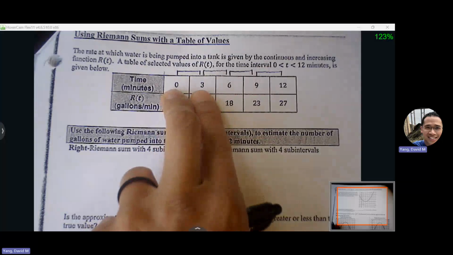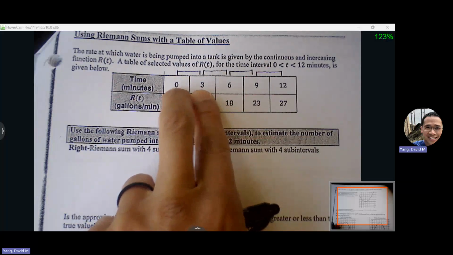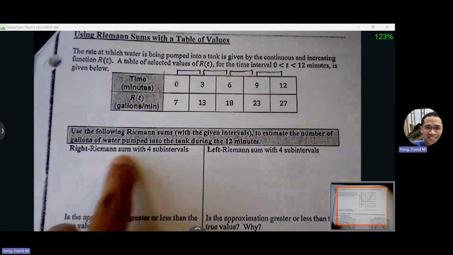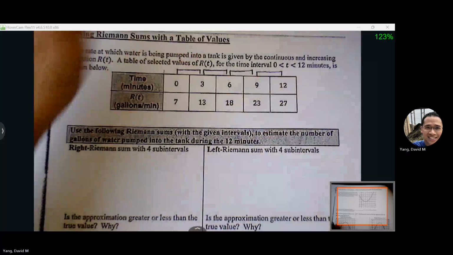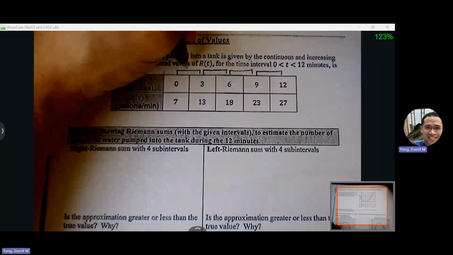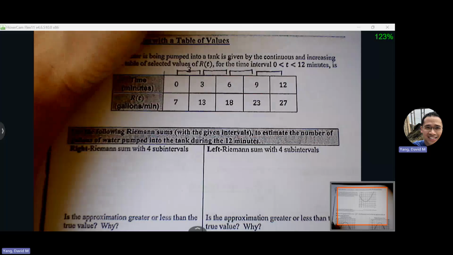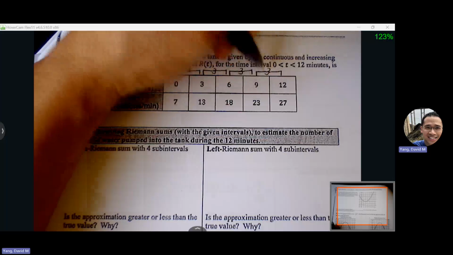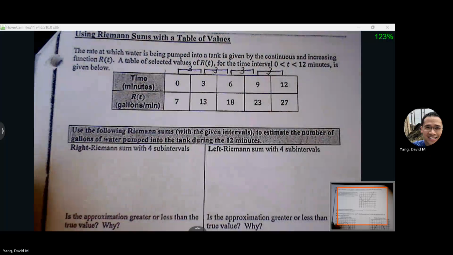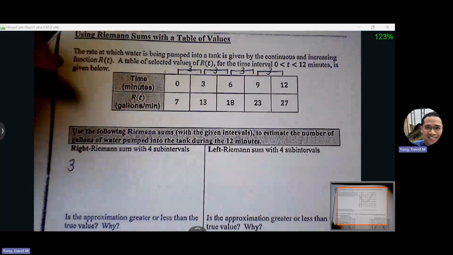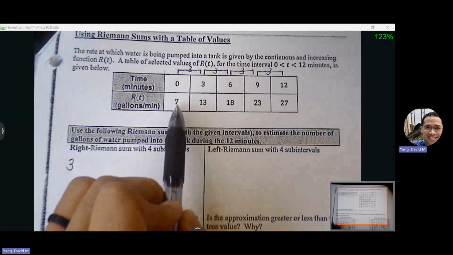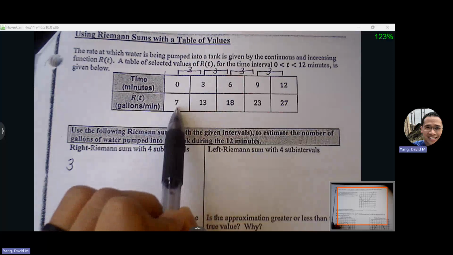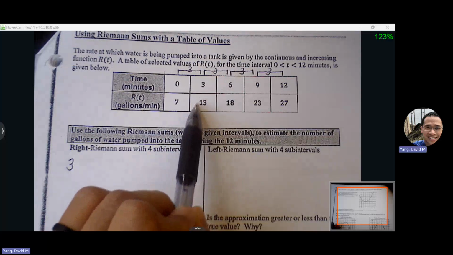If I subtract the t values, the minutes, that will give me the width. And the height depends on whether I want a left or a right Riemann sum. Here it's a right Riemann sum with 4 subintervals. So subtract to get the width. 3 minus 0 is 3, 6 minus 3 is 3, so these are all equal widths of 3. Then we just do width times height. 3 is the width of my first rectangle. What's the height of my first rectangle? 13. This is the left height, this is the right height. There's a height on the right, so we use 13.